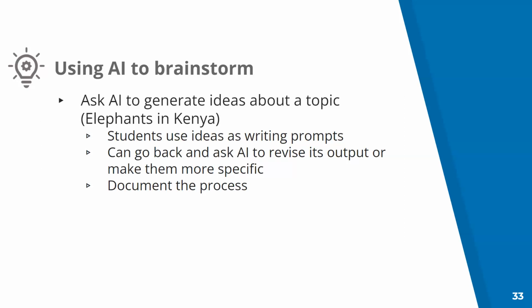And then maybe students can use those as writing prompts that they build off of. Part of that, you could incorporate having students go back and ask AI to revise its output, maybe make the ideas that it gave you more specific. So maybe elephants in Kenya was too broad. Maybe you want them in winter, adding more detail to get more specific ideas that students can then build off of as writing prompts. And again, incorporating the documentation of this process.